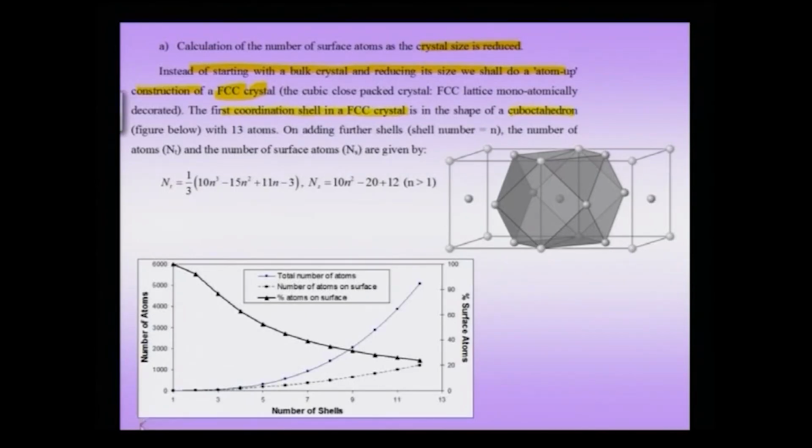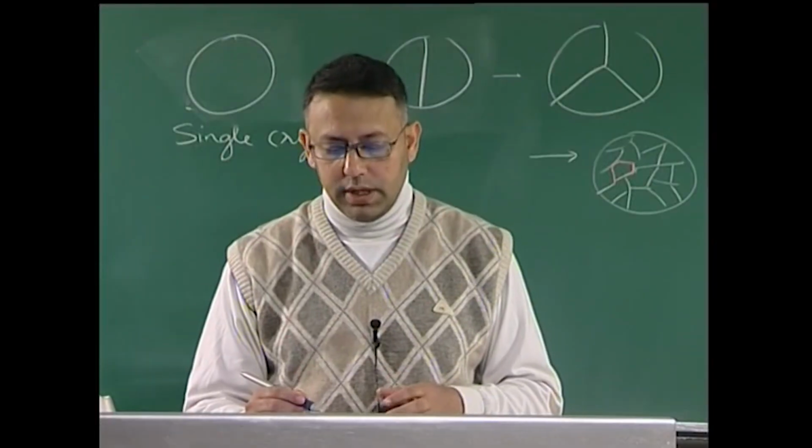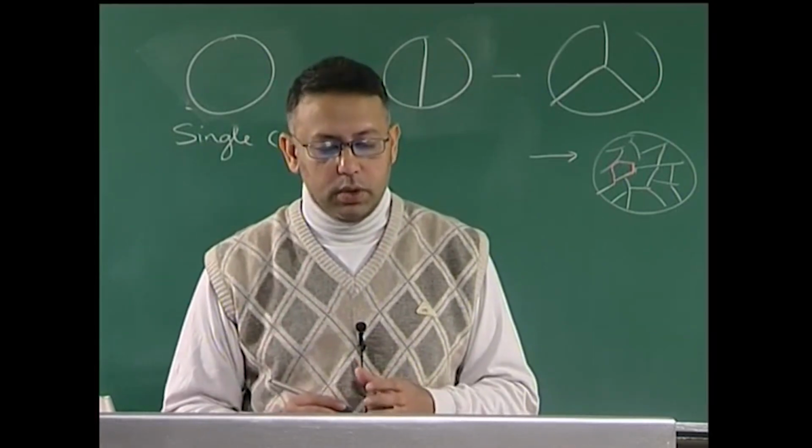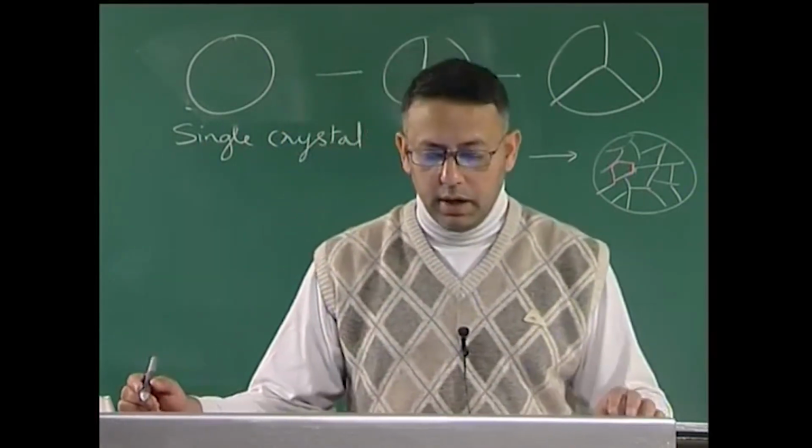So, around each atom, for instance I take a central atom, I can have 12 other atoms around it which are in the shape of a cuboctahedron. Further to this, I may build the second layer around this central atom, I may build a third layer and a fourth layer, at each stage making sure that this kind of a polyhedron is maintained.